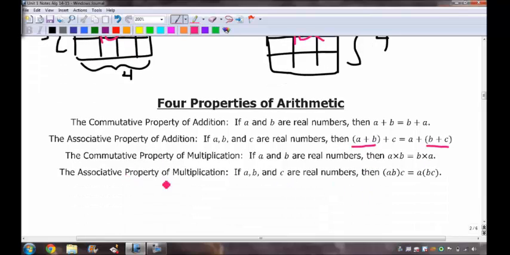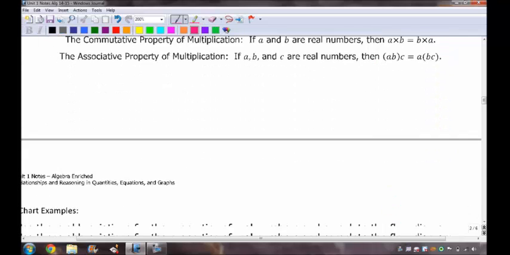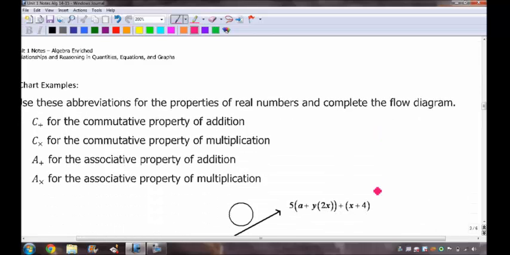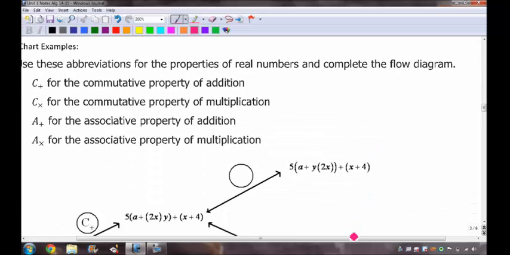And then the associative property of multiplication says that if a, b, and c are real numbers, then a times b together times c is equal to a times the quantity b times c. Okay, so now we're going to be looking at how we can apply this information to something called proofs.